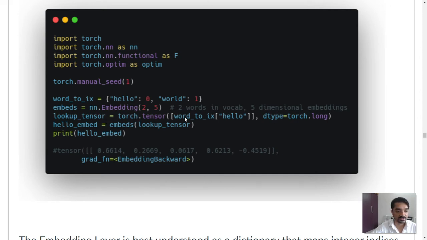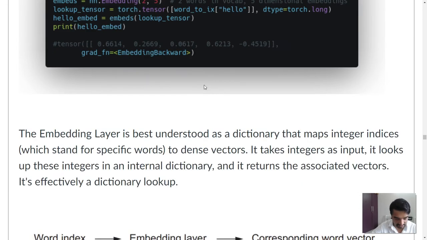Now lookup tensor equal to torch.tensor, word to IDX hello and dtype torch.long. So essentially we are taking the word's index, 0 or 1, and we are converting that into a tensor. That tensor now goes inside as a lookup tensor in the embed, and that gives us some numbers out, right? So this is what we're going to get out. There should be a hash here also. So hello embed is the lookup tensor for hello. So basically the embedding for hello is going to be this number 0.66142669 and so on, right? So this is what we do. This is a tokenization which we have done by hand, but we don't want to do this ourselves. We are going to be borrowing it from Spacy or someone else.